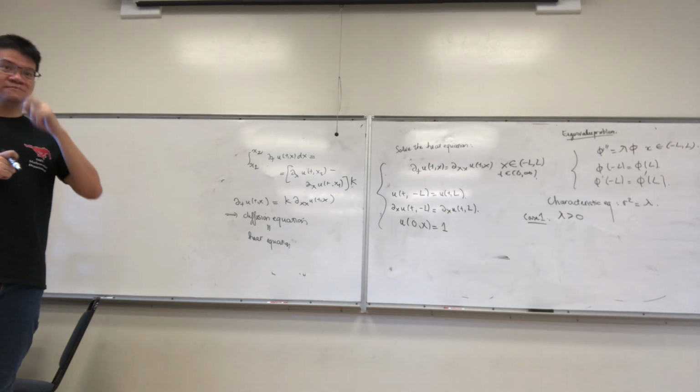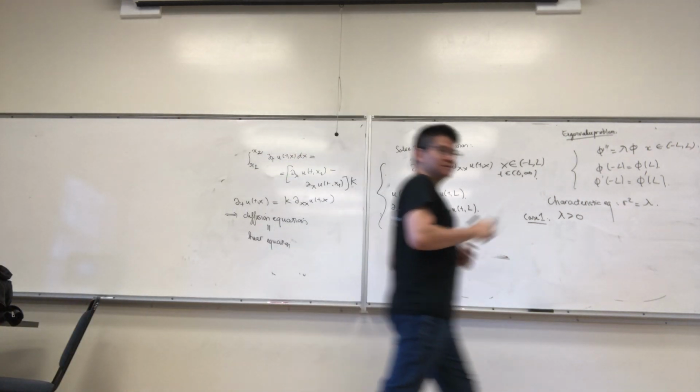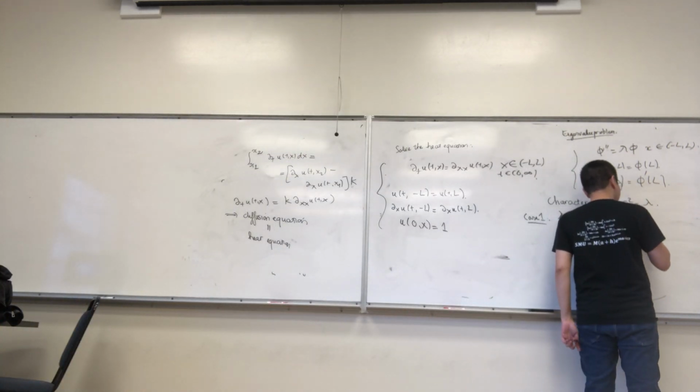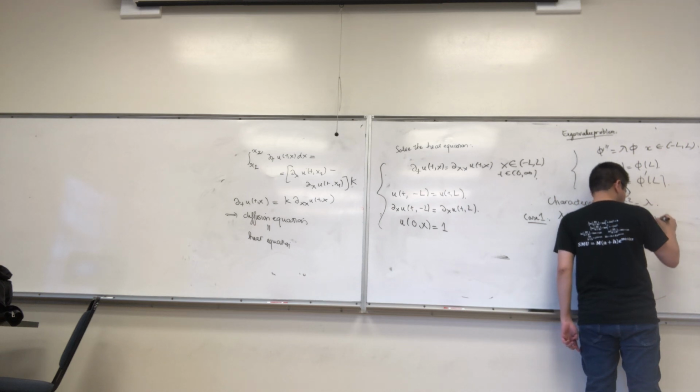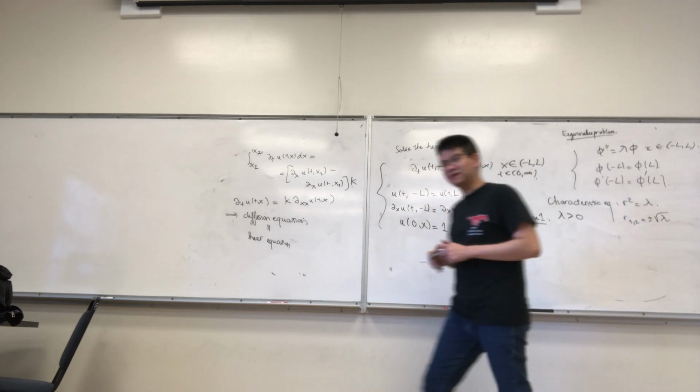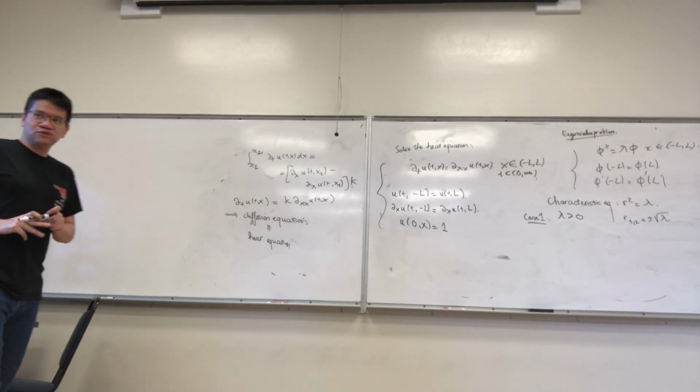Yes? No, r equals plus or minus the square root. Now when lambda is positive, I have two roots, right? Plus or minus square root lambda. So when I have two roots, what happens?